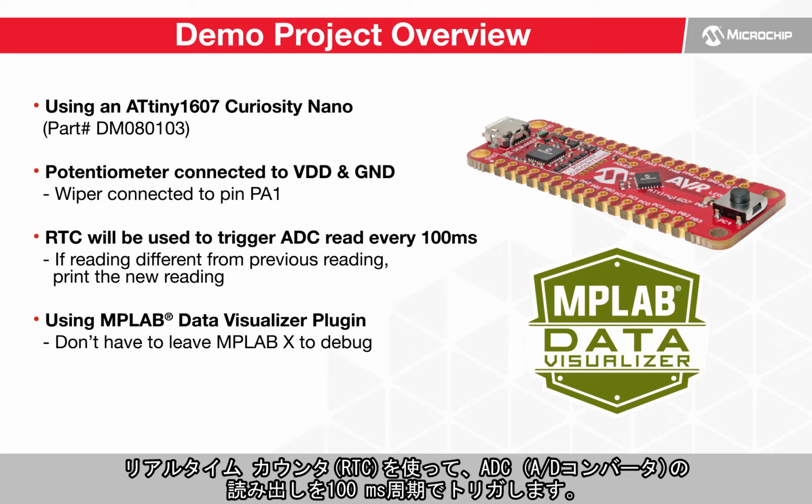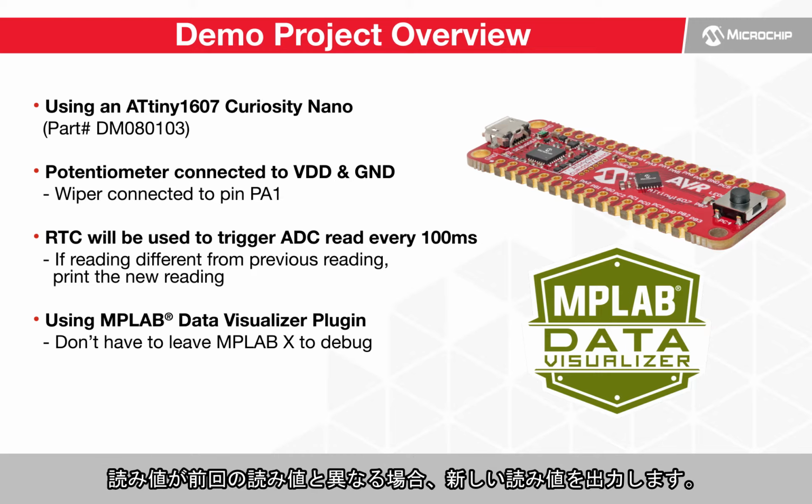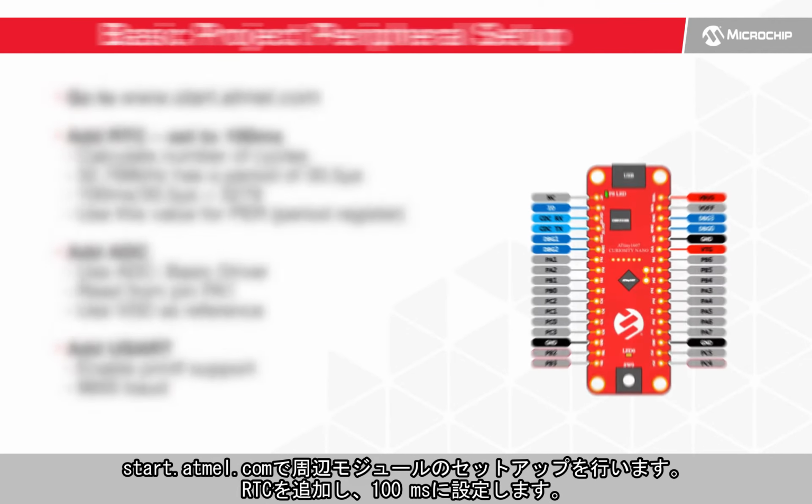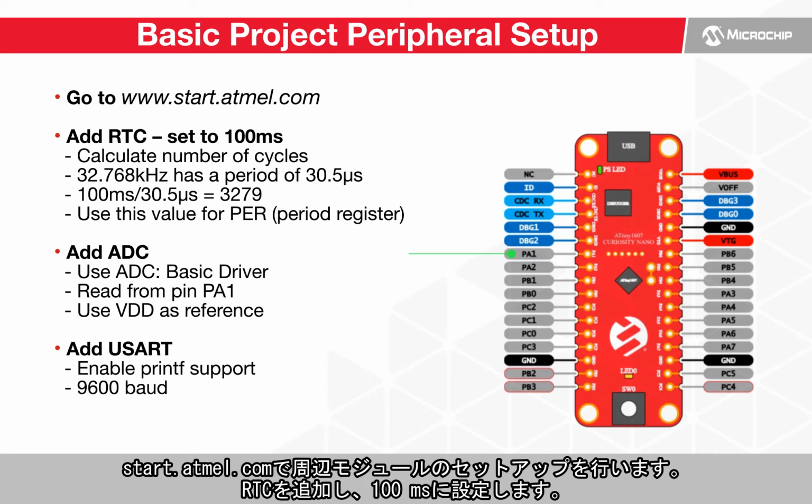We will use a real-time counter, or RTC, to trigger an ADC, or analog to digital converter, read every 100 milliseconds. If the reading is different from the previous reading, then we will print the new reading. Using the MPLAB Data Visualizer plugin, we don't even have to leave MPLAB X to do our debugging. We will do the peripheral setup at start.atmel.com.